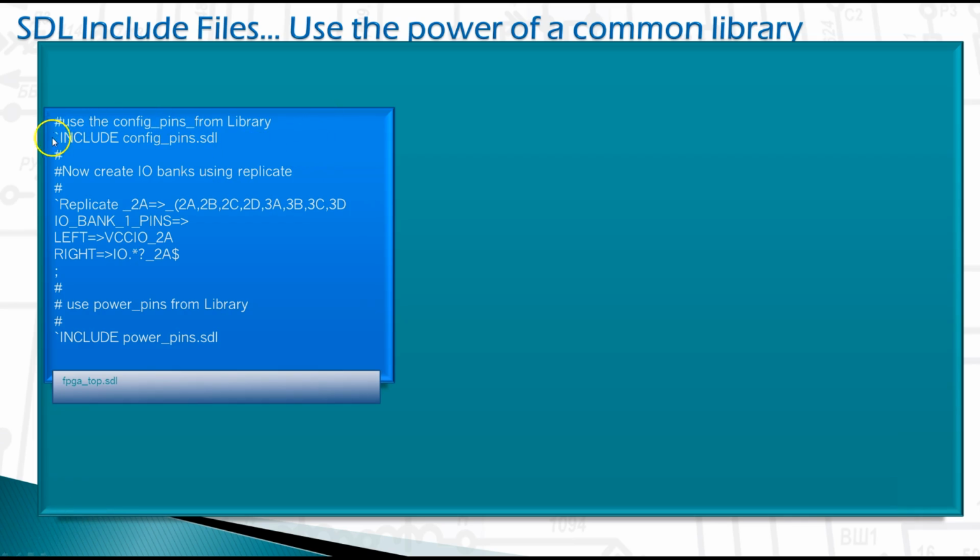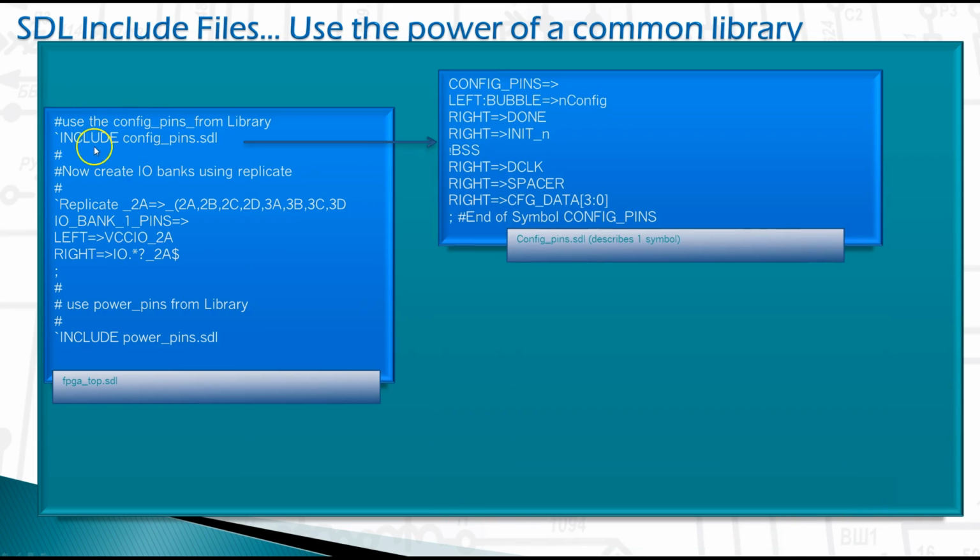When we look at the pinouts for an FPGA in a vendor device family, the configuration pins are usually the same across all devices. So when we build one device and create the symbol for those configuration pins, we can save that SDL in a separate file called FPGA config-pins.sdl. Each time we build another device in that family, we can save a lot of time and get a very consistent configuration pin symbol at the same time by including that SDL file in the top level file.